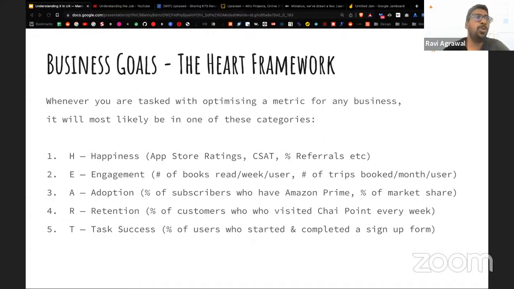Or let's say you are the PM at Airbnb and people start their search for a particular house, but they don't end up booking. All of those are conversion rates, right? How successfully have you been able to help users get to or do the particular task that they wanted to get done? So these are some business metrics that you will keep in mind or be working on, and most likely any activity or any job or any task that you do will fall under one of these 5 categories.